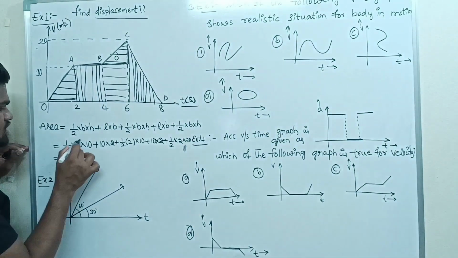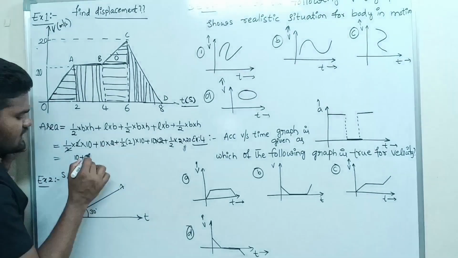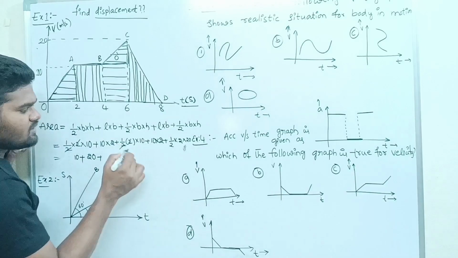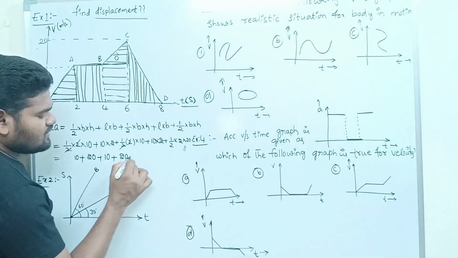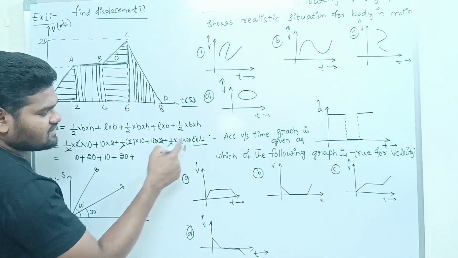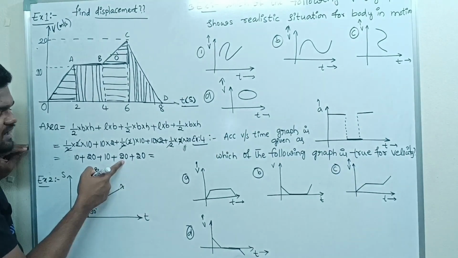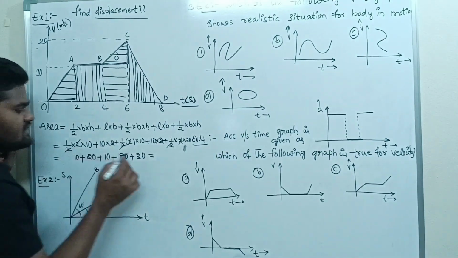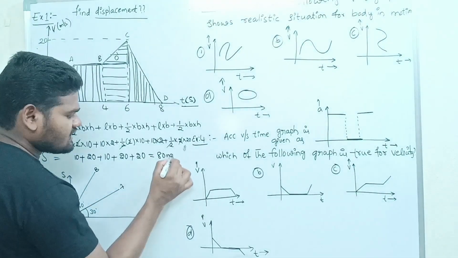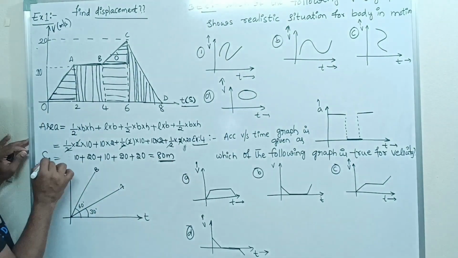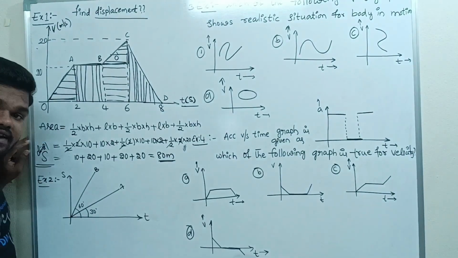So which equals, the 2 gets cancelled out, 10, plus here 10 into 20, plus the 2 cancels out, 10, plus 10 into 20, plus half gets cancelled out into 20. So which equals 20 plus 20, 40, plus 10, 50, 70, 80. So 80 meters is the area covered by the graph. That is what? Displacement. Are you getting? Any doubts?